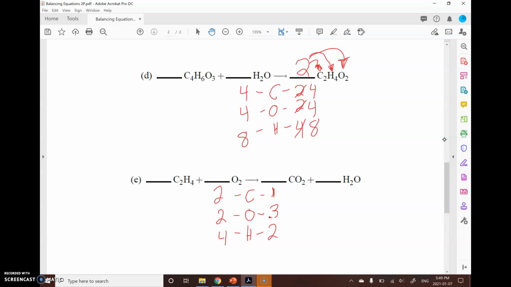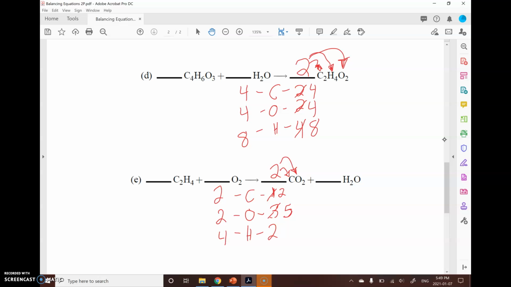Okay, so we've got to balance our carbons first. So I have 2 on this side, 1 on this side. So I need 2 carbons. So it's going to multiply the C. Now it's going to multiply the O. So I now have 4. But the problem is I have this guy right here. So I actually have 5. I don't have 4. So I have 5 oxygens.